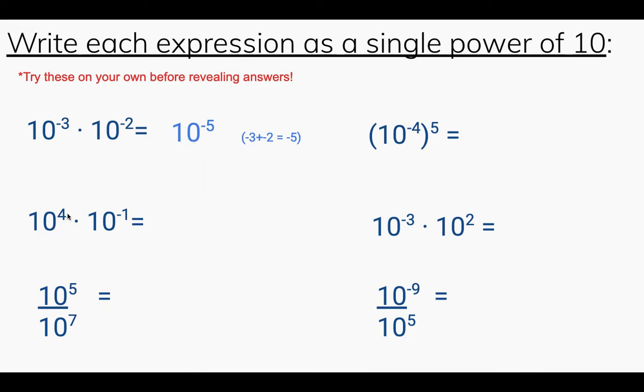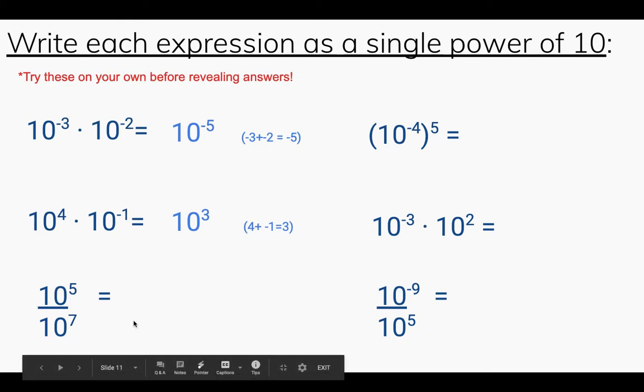Next problem is very similar. We're going to add our powers, being that we're multiplying. So it would be, keep our base. We're going to go 4 plus negative 1. When we have opposite signs like that, we're going to subtract. 4 plus negative 1. 4 is bigger, and there's more, so this makes it positive. Our answer is going to be positive, so 4 plus negative 1 is 3. So it's going to be 10 to the 3rd.